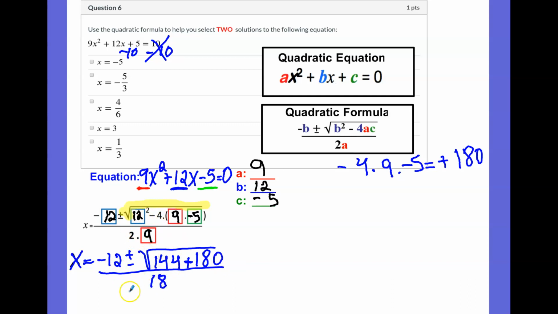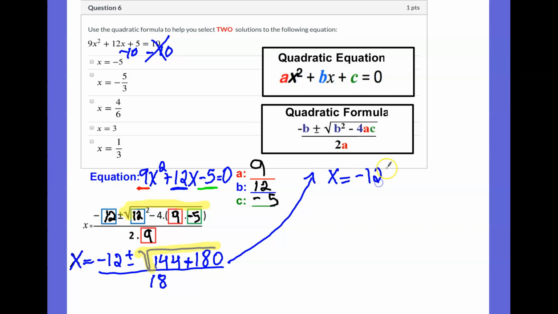So still, I need to work on whatever is inside the square root before I can do anything else. So now I have 144 plus 180. So I am going to continue that over here. So x equals -12 plus and minus the square root of 144 plus 180, which is 324, divided by 18.